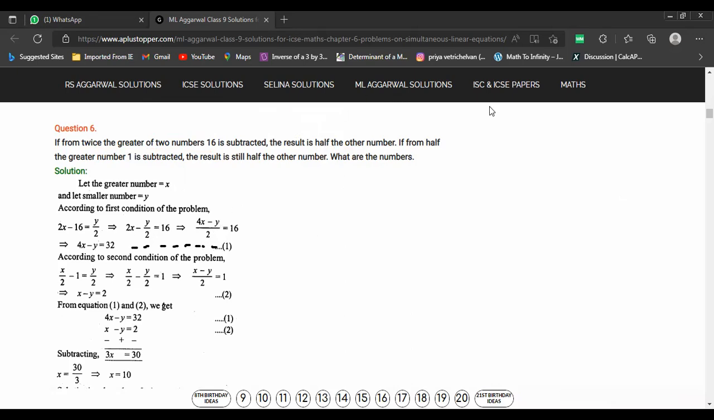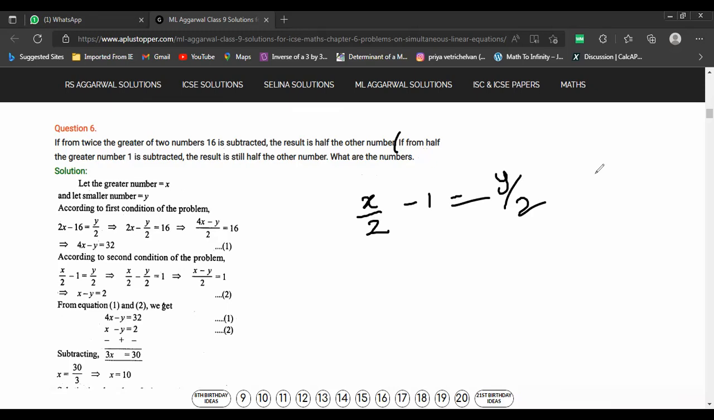Okay, let's break down the second statement. If from half greater number, what do you mean by half greater number? The greater number we have assumed is x. So it's x by 2. You are subtracting 1. The result means you will put the equal to symbol. Still half the other number. What do you mean by other number? Still it's the small number, isn't it? So it's equal to y by 2.